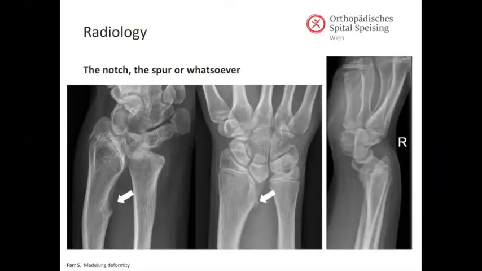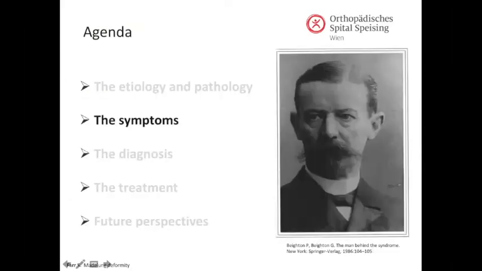Here you can see the so-called notch, which we spoke about just before. So there's some kind of indentation of the radius over here, but sometimes there's also a small spur, which you can see here. So this might be the origin of the Vicus ligament. So how about this, the clinical features?